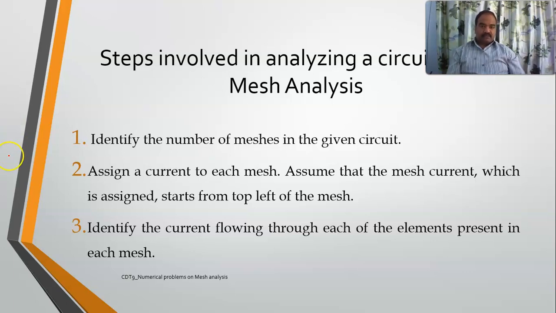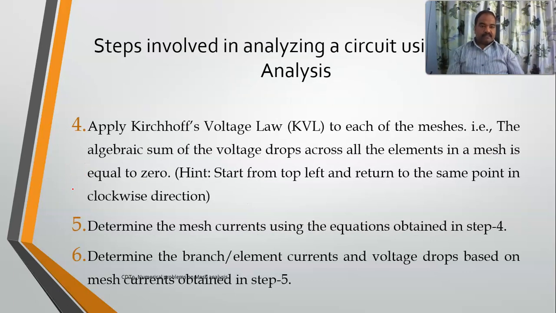So a quick review of the steps. The first step is identifying the number of meshes and then assigning currents to each of these meshes, and then identifying the currents which are flowing through each of these elements. We will make a table of that, and then we will apply KVL to each of these meshes. After that, we will solve these equations to determine the mesh currents, and finally we will determine the required branch currents or branch voltage depending upon our requirements as mentioned in the question.